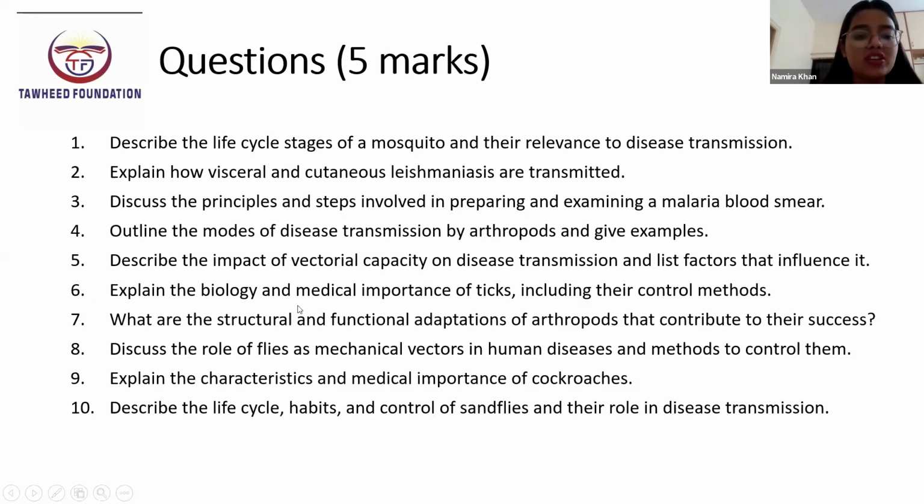Sixth, explain the biology and medical importance of ticks, including their control methods. Seventh, what are the structural and functional adaptations of arthropods that contribute to their success? Eighth, discuss the roles of flies as mechanical vectors in human diseases and methods to control them. Ninth, explain the characteristics and medical importance of cockroaches. And last is, describe the life cycle, habitats, and control of sandflies and their role in disease transmission.